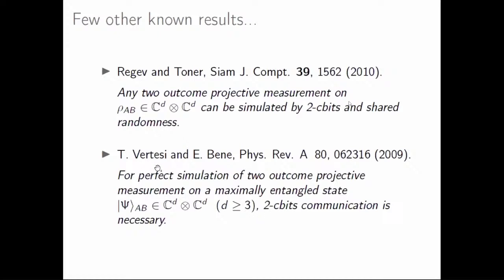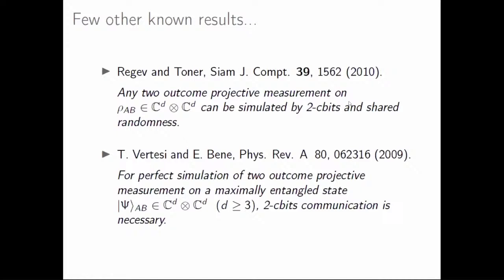And then there is another result by Vértesi and Bene, where they say that for perfect simulation of 2-outcome projective measurements on a maximally entangled state, 2 C bits of communication is necessary. So what they say is that in C^d cross C^d, if one wants to simulate a maximally entangled state, then one cannot do it with less than 2 C bits of communication.